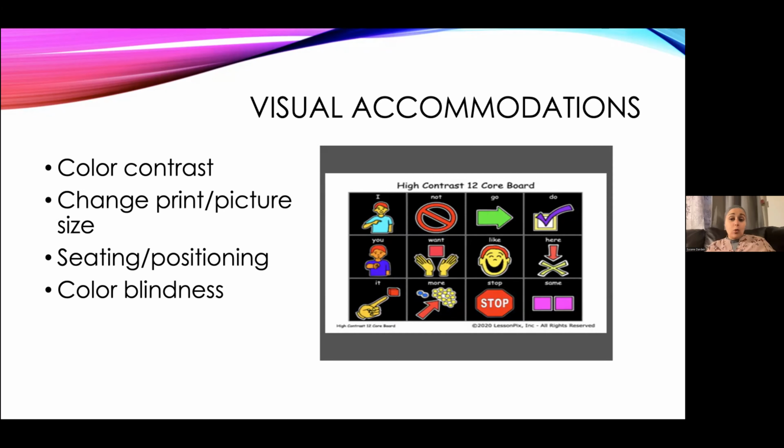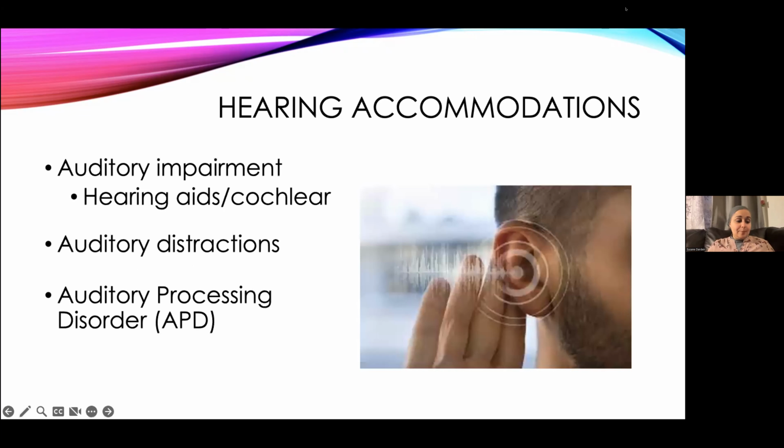Are they stronger in one eye versus the other? Do we want to maybe shift their chair sideways or have them seated on your right side or your left side, depending on what they can see better with? And again, the color blindness that we can assess and accommodate.